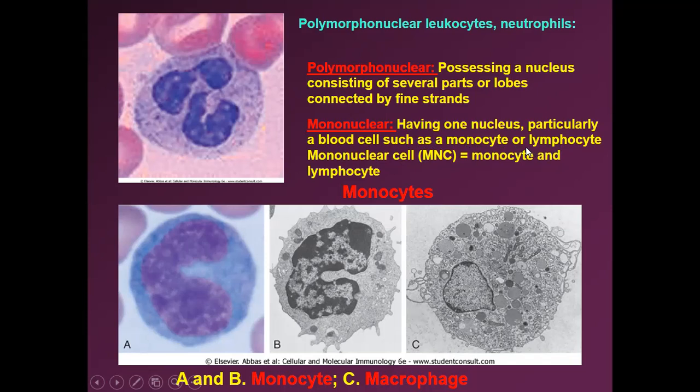Monocyte and lymphocyte. This is the monocyte A and B. A and B are monocytes. And lymphocyte, mononuclear cell, monocyte and lymphocyte here. And this is the macrophage. The polymorphonuclear are leukocytes such as neutrophil.